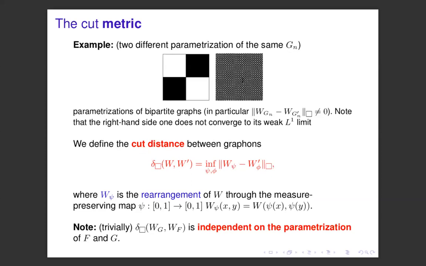So we lack compactness. This compactness is achieved by using a cut distance, where we take the infimum of the cut norm with respect to rearrangements. In this way, the cut distance between two different rearrangements of the same graphon, of the same graph, is 0, of course.